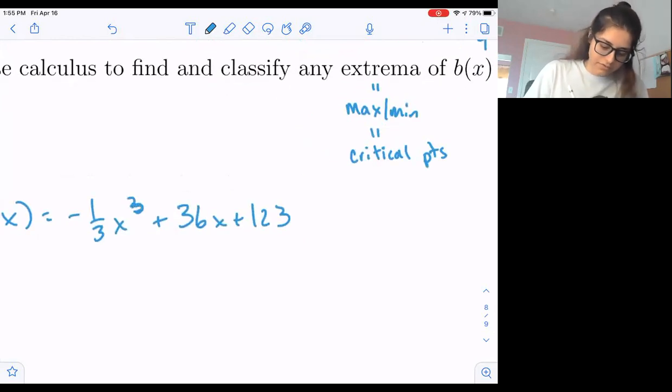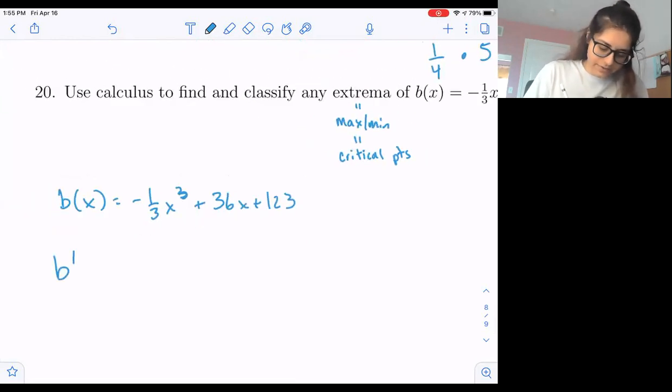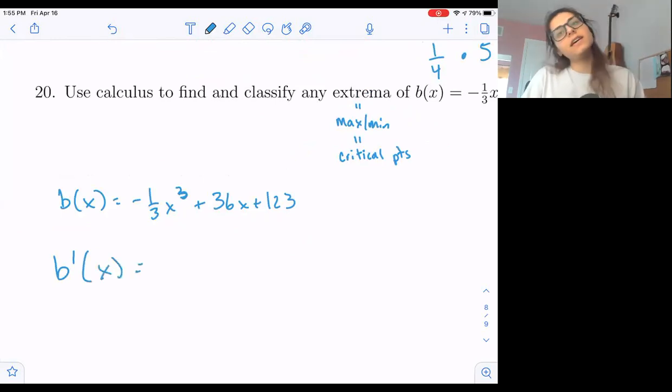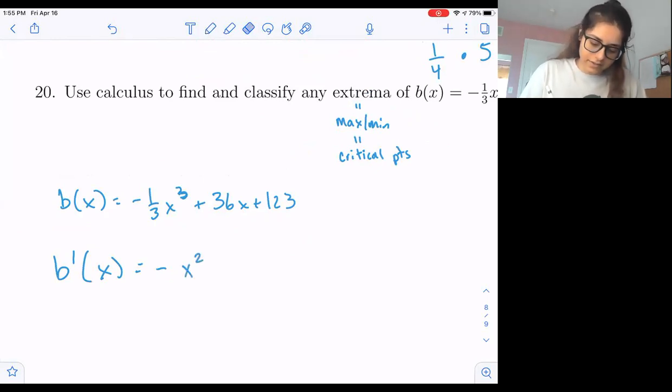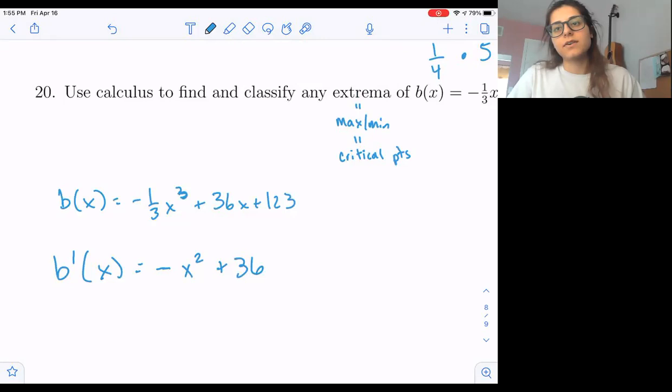All right, so derivative, we can just use the simple power rule for all of this. Negative 1/3 times 3 is negative 1. And then we have x squared. We can actually take out that 1 and just leave it as negative x squared. Then we have plus 36. Derivative of 123 is 0. So that's our derivative formula.